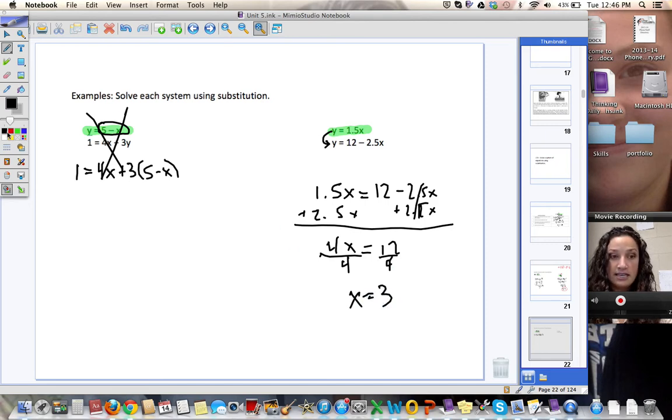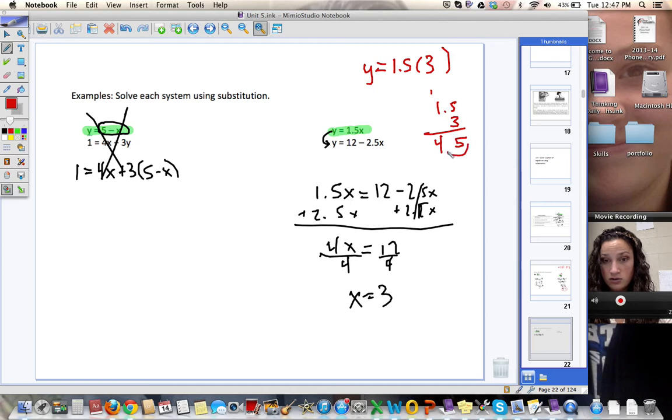So now I take that and I can plug that into anything up here. I can plug 3 in for x in this one, or 3 in for that one. I'm just going to do this one because it looks easier to me. So y equals 1.5 times 3. Remember, if you don't know how to do that, it's 15 times 3, which is 45, and then there's one decimal, so I move it 1. So my y equals 4.5.